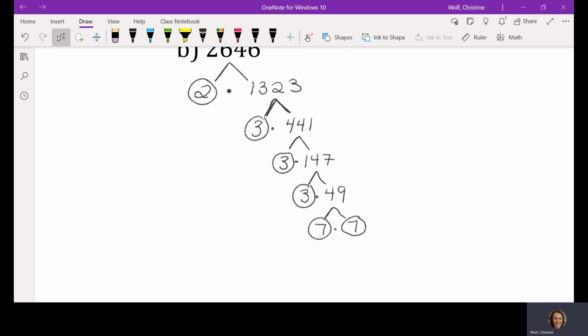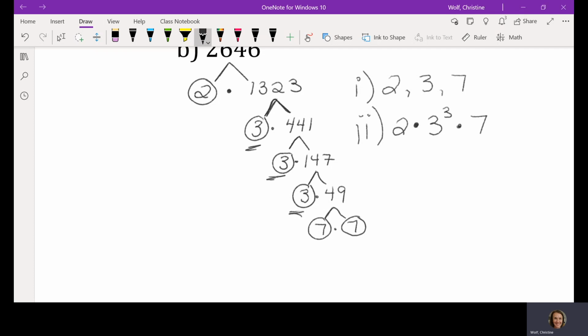We've circled everything. So part 1 is just to list the prime factors. The prime factors we pulled out are 2, 3, and 7. Now the prime factorization is where we tally it all up. You start with the lowest prime factor, which is 2, and there's only one of them. Then you multiply it by the next, which is 3, and there are 3 of them: 1, 2, 3. Then you go to 7, the last one, and there are 2 of those.